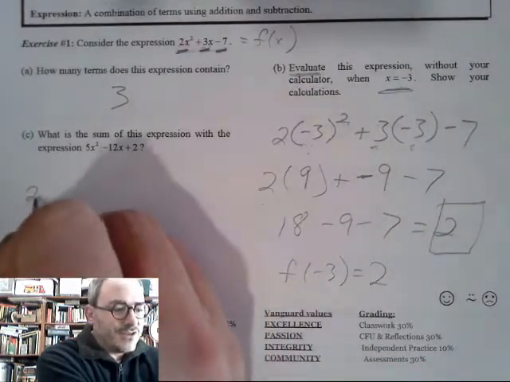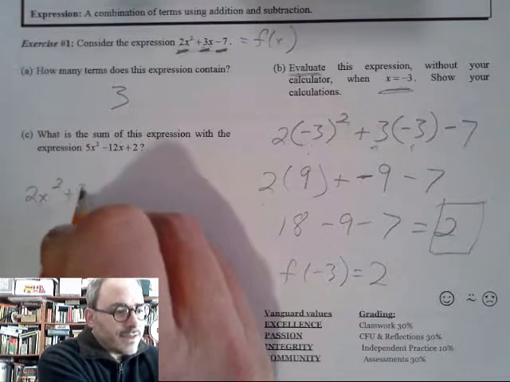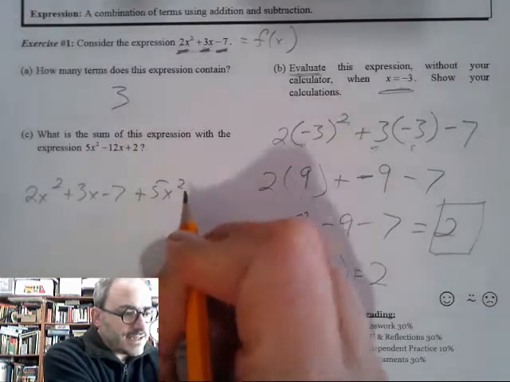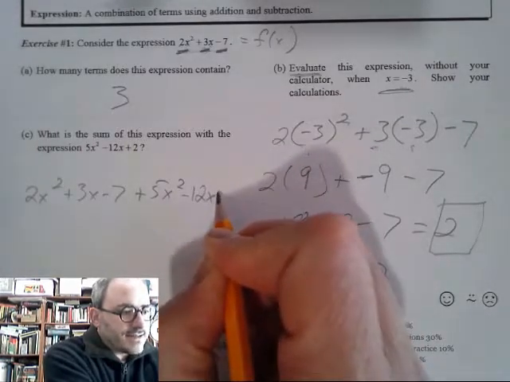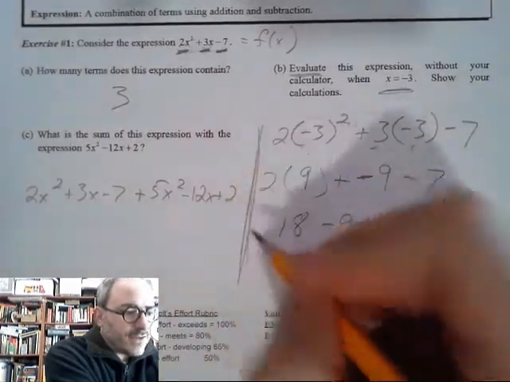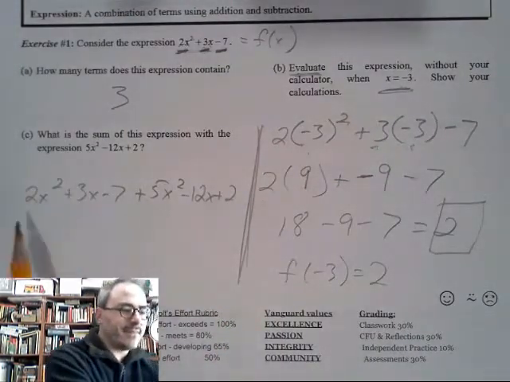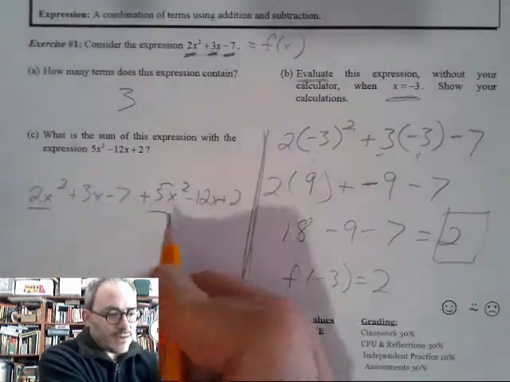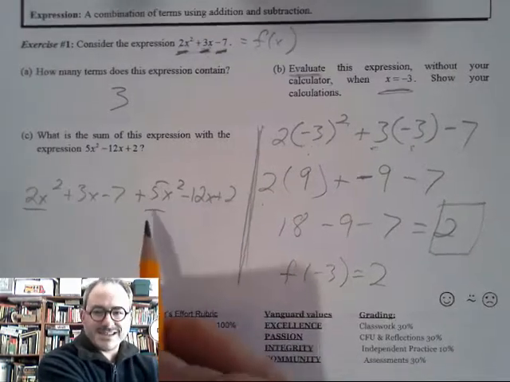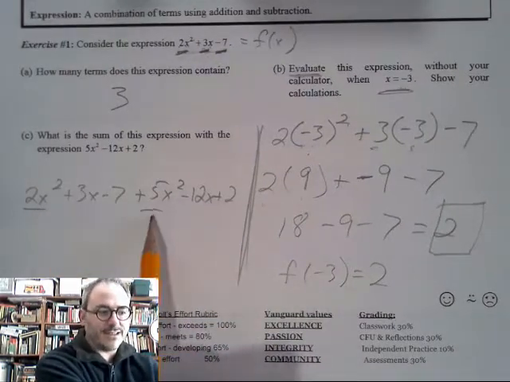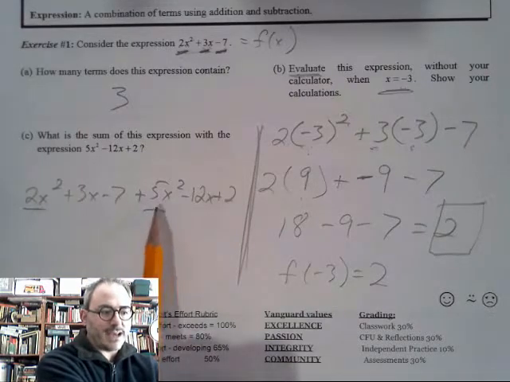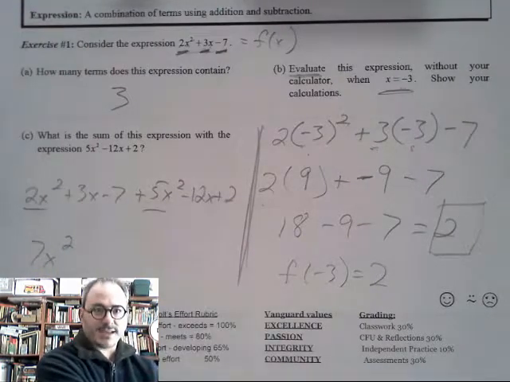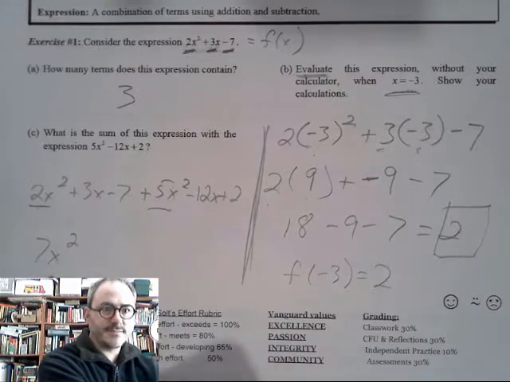All right, so we're going to have 2x squared plus 3x minus 7, and we're going to add 5x squared minus 12x plus 2. Again, sorry for that shouting if that's coming over the microphone. These are like terms, right? I'm going to simplify this expression by combining the like terms. These are both being multiplied by x squared, so I can combine them. 5 plus 2 is 7. Get 7x squared.